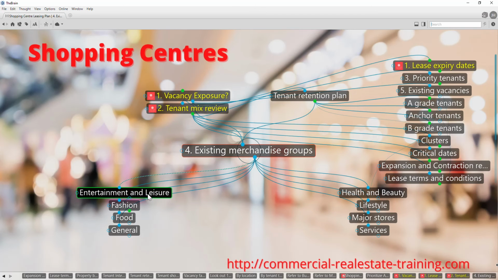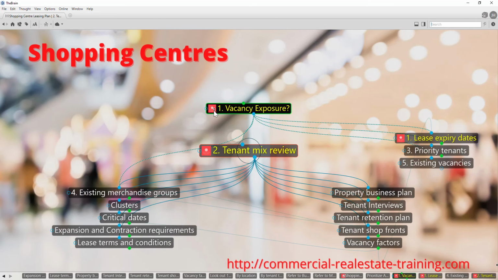You've got the entertainment and leisure, fashion, food, general, of course, general type tenants, health and beauty, lifestyle, major stores, services. There might be some others you can add to that, or you might categorize things a bit differently in your merchandise groups. It doesn't matter, but make sure you are grouping them so you can see where the weaknesses are, and of course, where the changes need to be. So that is the tenancy mix review. So from that, what do we do? Let's go back and have a look.